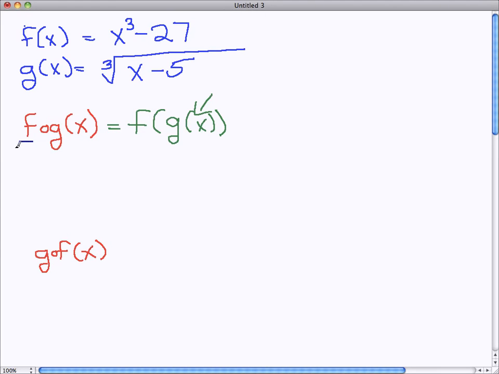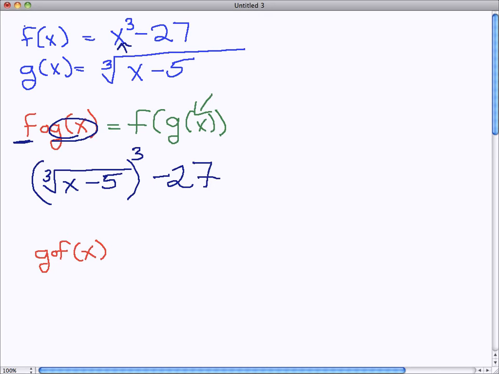in the f function. We always deal with the outer function first, and then the inner function is what we fill in for x. So I'm going to take the f function, and where I see the x, I'm going to fill in the g. So that's the g, and it's going to go right in where I saw that x.